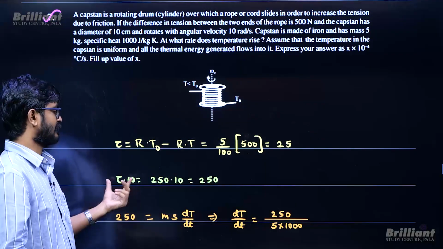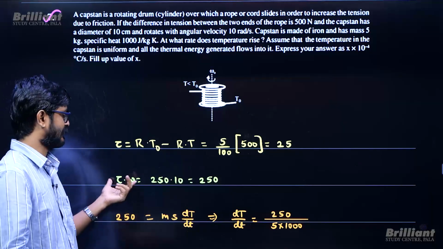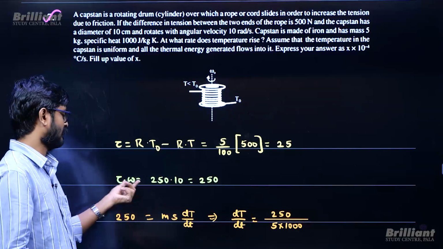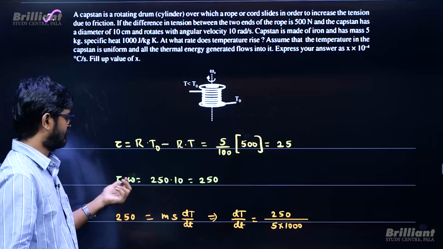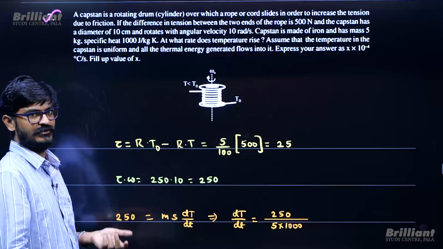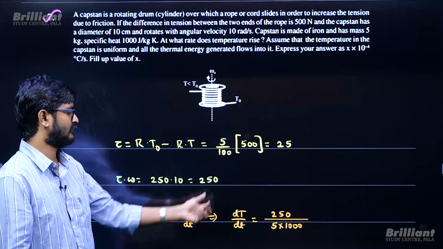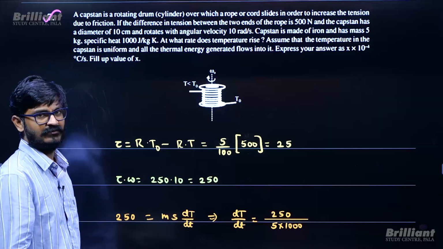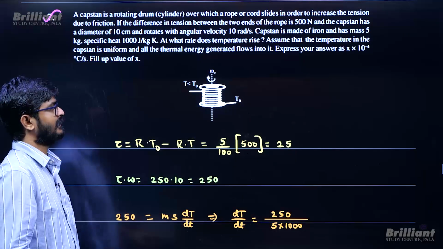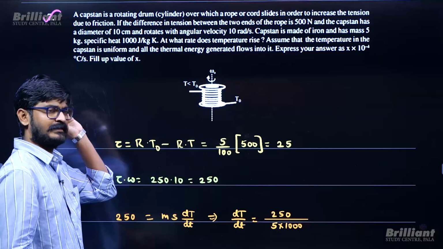So what is the work done? What is the rate at which I am doing work? It's equivalent to F dot V, right? Torque d theta is work done. So torque into omega is going to give me power, right? So power is 250. I am spending this much joules in 1 second. Where is it going? It is not going as change in kinetic energy, it is going as heat.